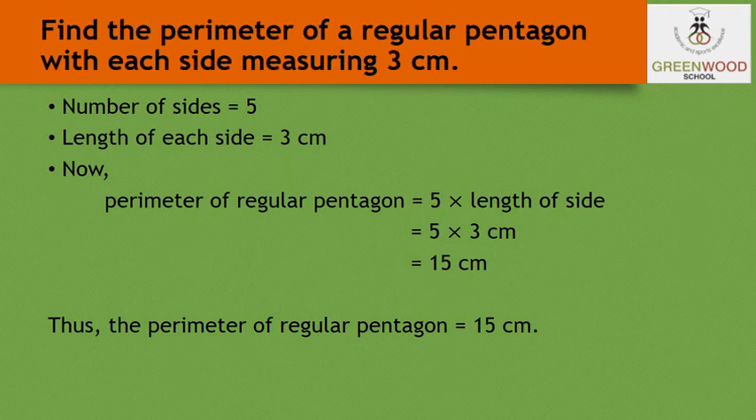So the formula to find perimeter of regular pentagon would be equal to 5 into length of side. So the length of side is given as 3 centimeter. Just substitute the value. We'll get 5 3s are 15. So the perimeter of regular pentagon would be equal to 15 centimeter.